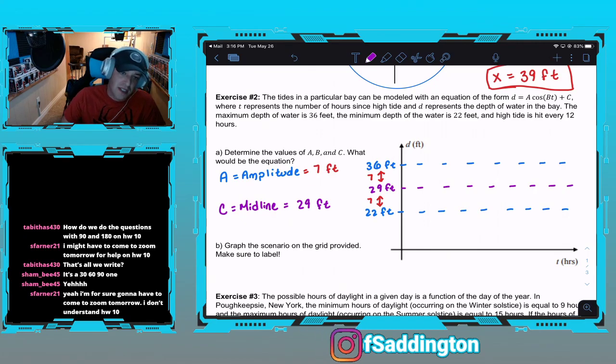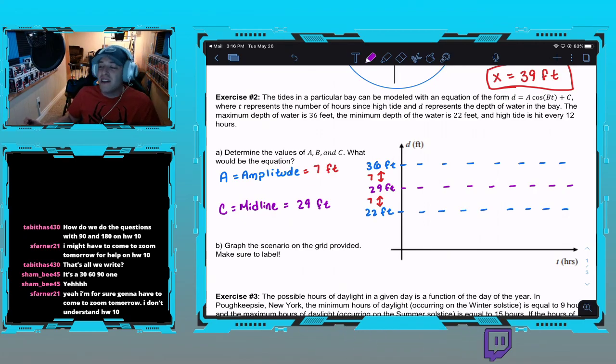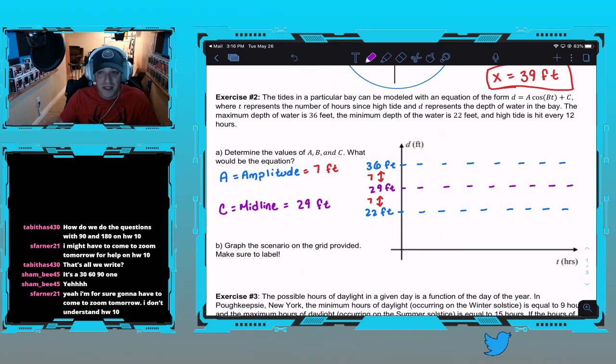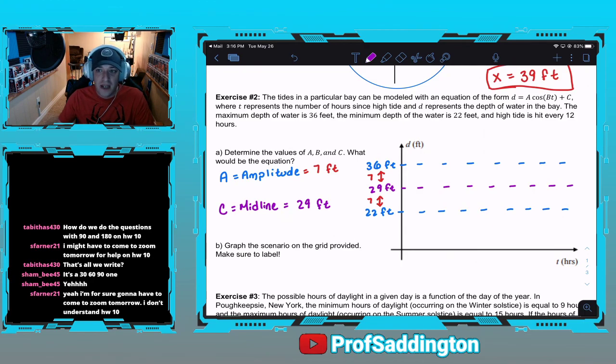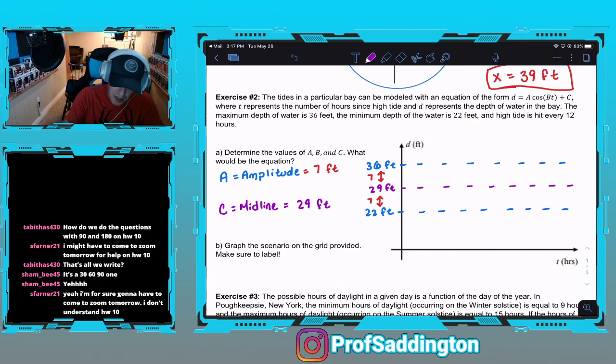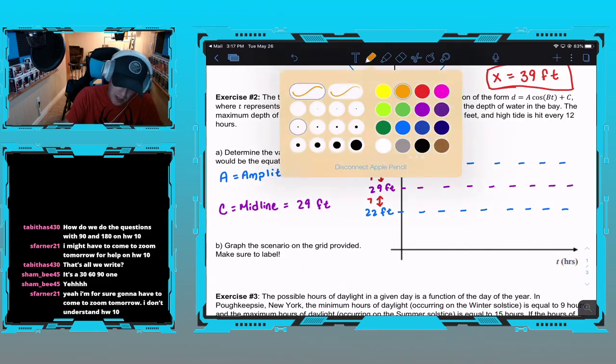Oh my gosh, this stupid iPad froze again. Just give me time. I gotta wait. Unless my pencil died again. I don't know. I don't think it died. I had it plugged in earlier. Nope, it just froze.